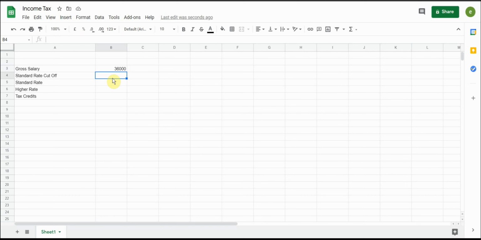Now, we also have the standard rate cutoff, and I'll talk a bit about that in a second, but I'll just put in the figure for the time being. It's 24,700. And now, the standard rate. If you're just your average sort of worker and you're earning your standard wages, you will probably end up paying the standard rate mostly. And the standard rate is 20%. Just to remove hassle for the time being, I'm going to leave it at 20. But it is 20%.